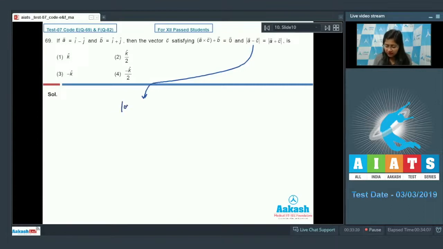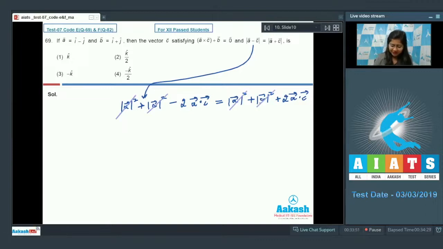So, we'll get mod a whole square plus mod c whole square minus 2 into a vector dot c vector is equal to mod a vector whole square plus mod c vector whole square plus 2 times vector a dot vector c. Now, here it can be observed that these two terms will get cancelled on both sides. So, we can see that vector a dot vector c is equal to 0, which means that vector a is perpendicular to vector c. Right?